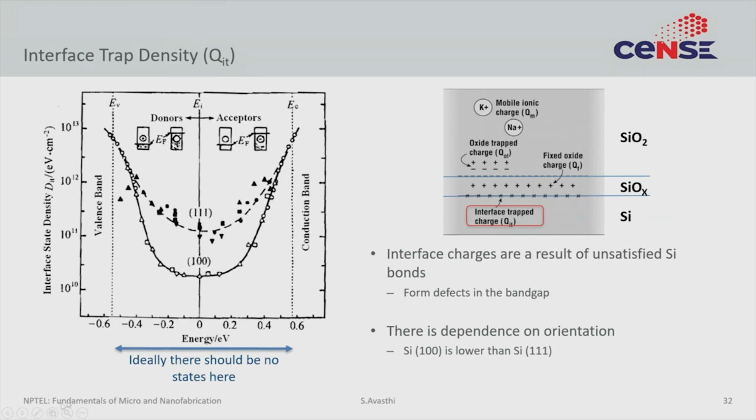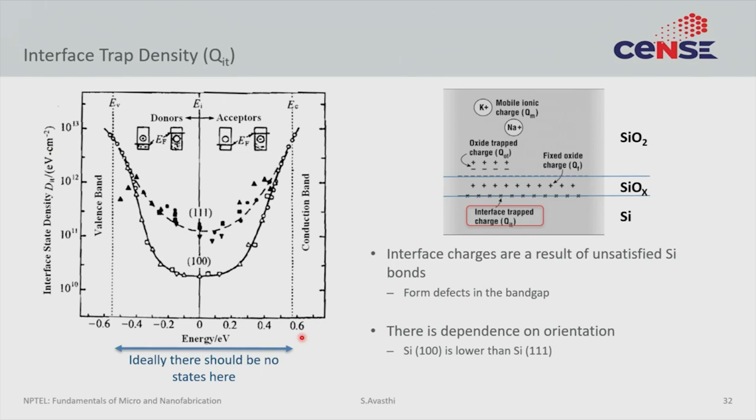Let's now discuss a little bit about the interface trap density. So let me get my laser pointer. As we discussed, these are the defects that exist in silicon but near the interface. They exist because silicon has dangling bonds, unsatisfied valencies, and because of those unsatisfied valencies you have mid-gap defects. One way to represent these defects is given in the figure on the left. You have defect densities as a function of energy. This energy is the energy within the gap.